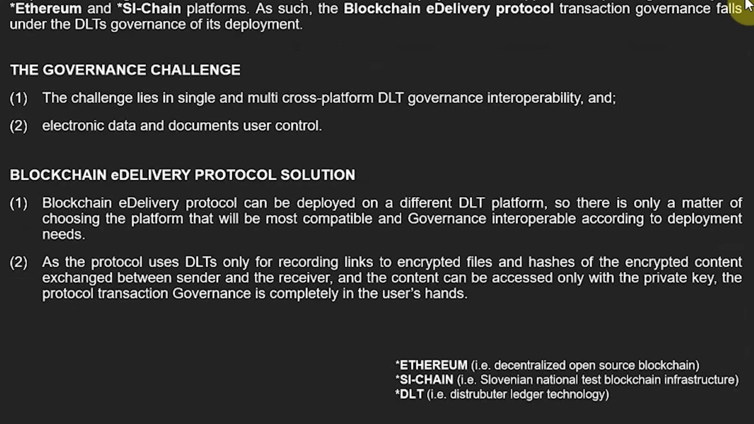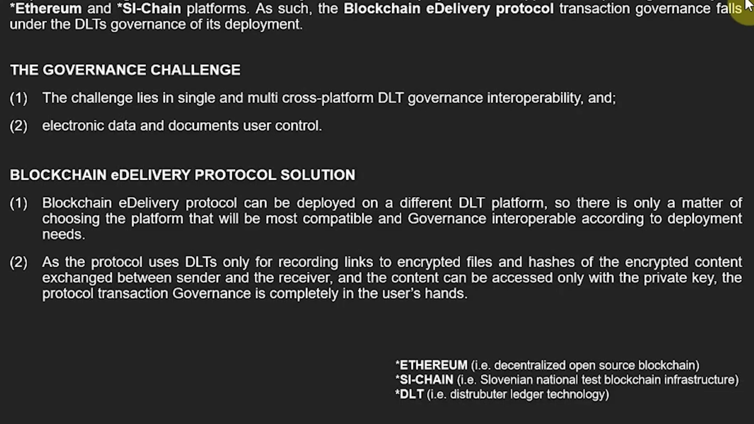Let's move on to governance interoperability. The 4thTech protocol is deployed as an application currently operating on two chains, on Ethereum and, from a few days ago, on the C-Chain platform, which are two different blockchain networks. As such, the protocol transaction governance falls under the DLT governance of its deployment. So the challenge here was single and multi-cross platform DLT governance, interoperability, and electronic data and document user control.